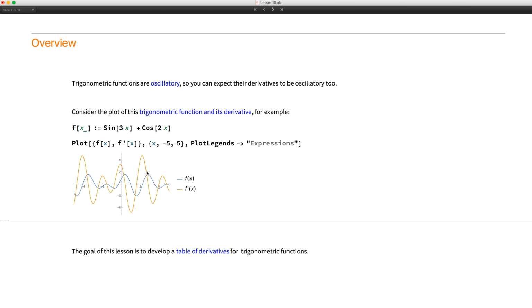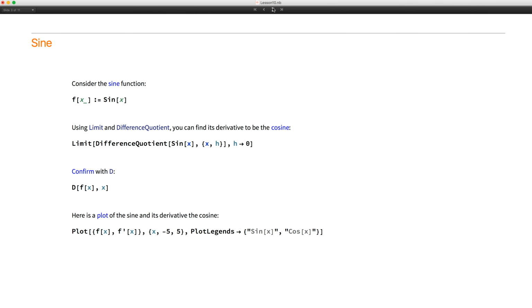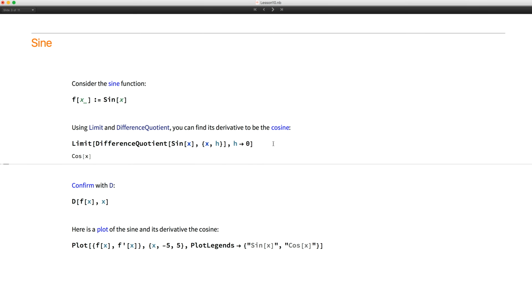But of course, I haven't told you how to find the derivative of f, and that's the goal of today's lesson. The goal of this lesson is to develop a table of derivatives for trigonometric functions. Let's begin with the sine function. To find the derivative, we simply apply the definition, namely the limit of the difference quotient as h approaches 0, and you get back cosine x. So the derivative of sine is cosine.